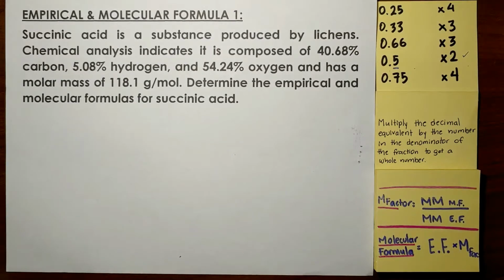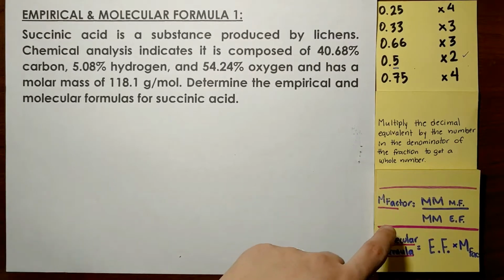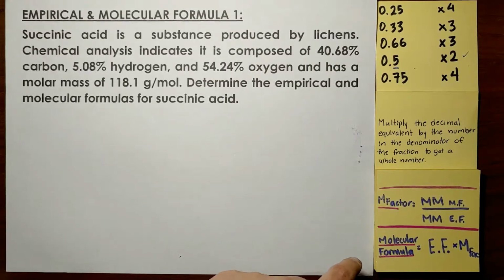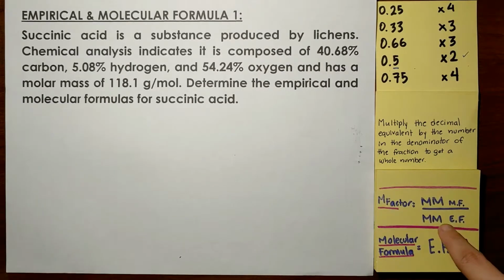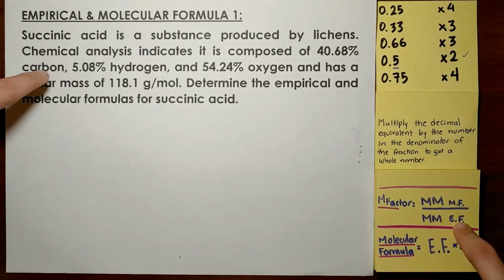So, here, as you can see, the only difference is that they are giving you a molar mass. Now, what is this molar mass and what are we going to use it for? Take a look at these new equations. We have a molecular formula factor. This formula tells me that I will divide the molar mass of my molecular formula, which is the one given, by the molar mass of the empirical formula. That we don't have, but we can get it because we have the chemical composition.